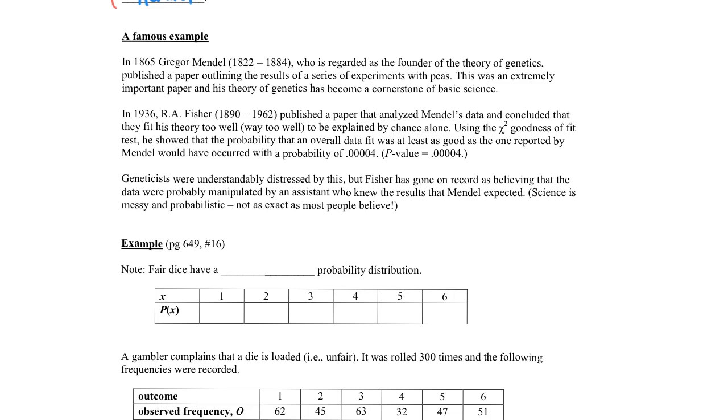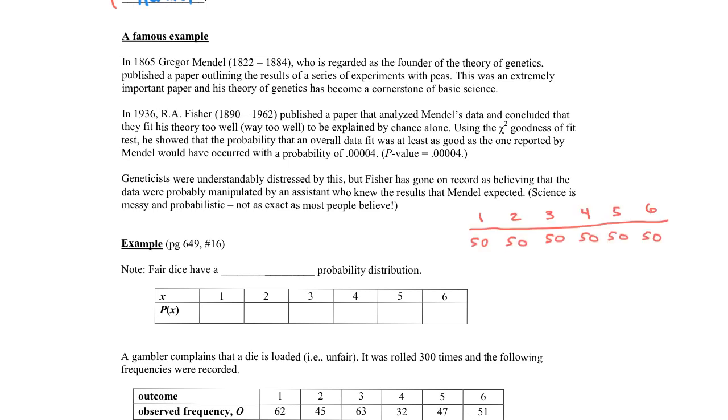So he published a paper that analyzed Mendel's data and concluded that they fit his theory too well, way too well, in fact, to be explained by chance alone. Using the chi-square goodness of fit test, he showed that the probability that an overall data fit was at least as good as the one reported by Mendel would have occurred with this probability. In other words, this is the p-value. We've never seen any kind of p-value even close to that small.